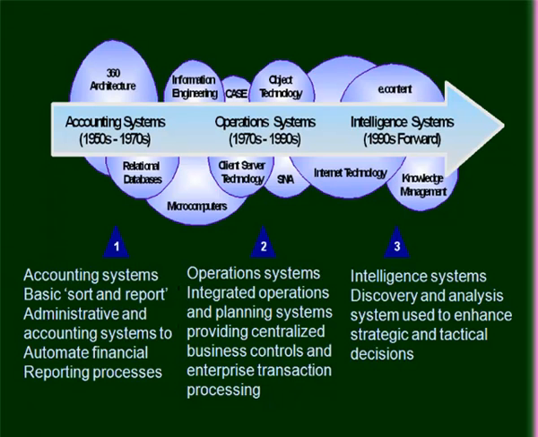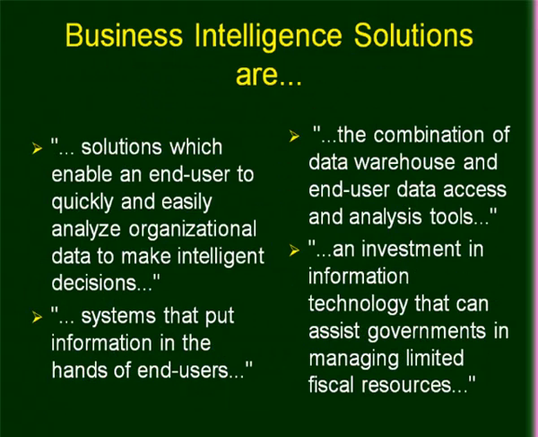If you see the third one, intelligence systems: discovery and analysis systems used to enhance strategic and tactical decisions. So these are the current generation systems. Business intelligence systems belong to this category. The purpose of using each system is different in each category here. The objective is different, and the way the data is used is also different. Therefore, BI provides different kinds of solutions.